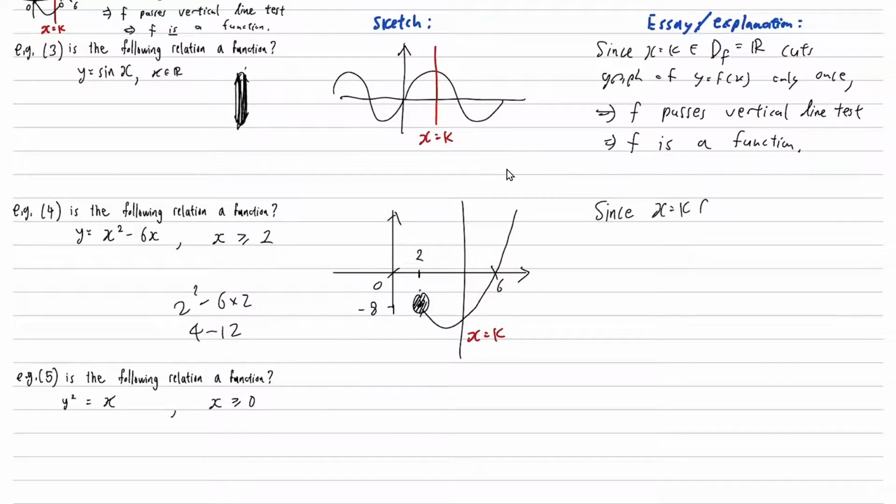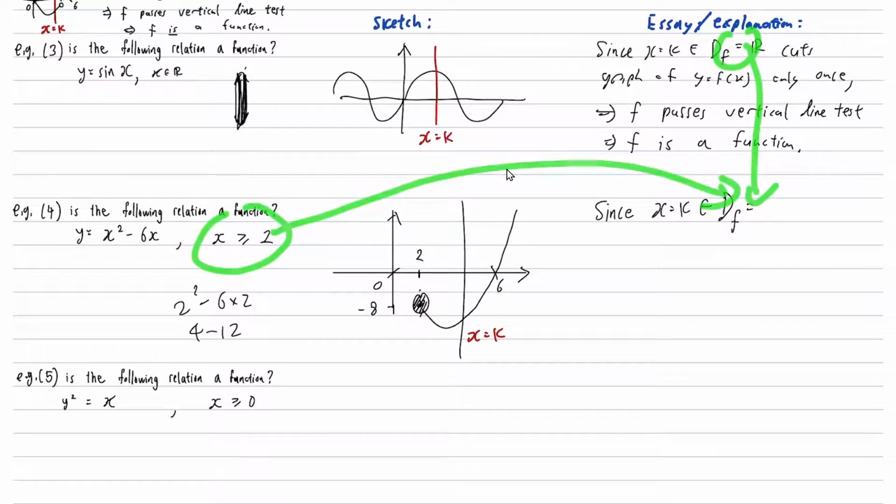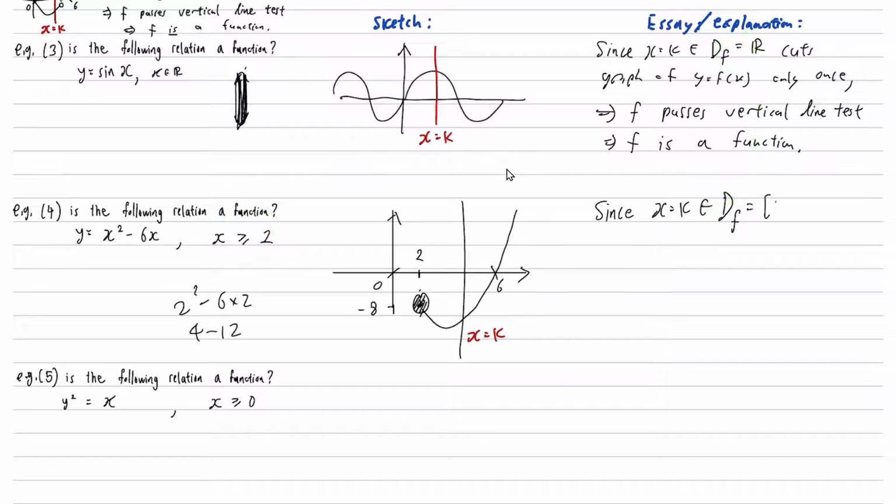Since X equals to K is an element of the domain of F, in this case, is it still real numbers? No, it's more than or equals to 2. So you should write down square bracket 2, infinity, round bracket. Cuts the graph of y equals f of x. By the way, I didn't label f of x over here, so please understand that this is f of x. If I call this g, then you have to change accordingly. G of x, then this is Dg, and then y equals g of x.